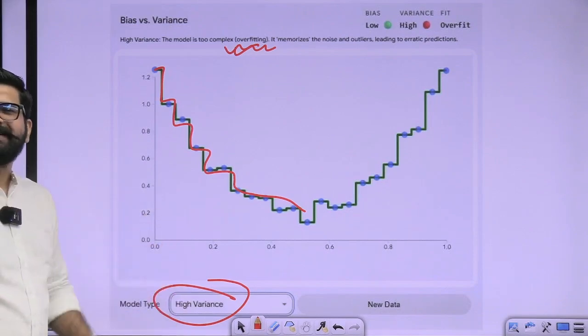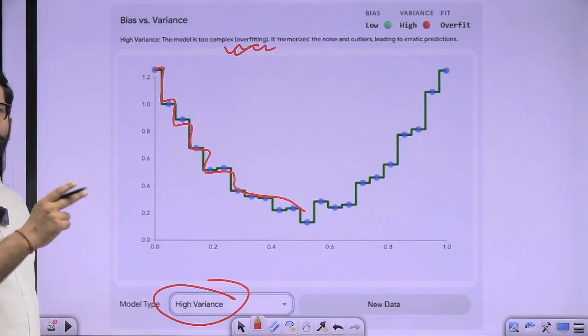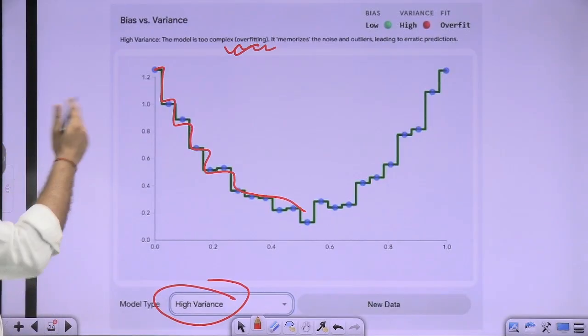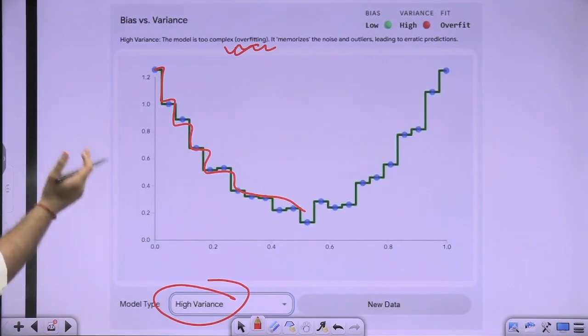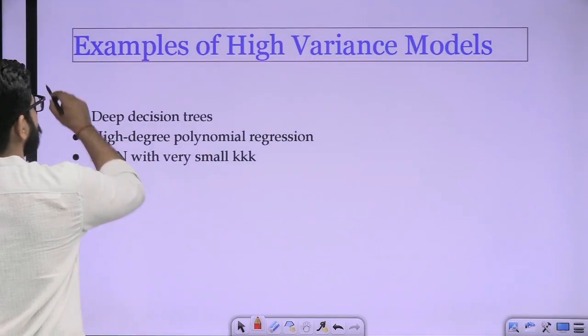You cannot make an equation of this particular graph, because it is neither quadratic nor linear. It is some other, more complex equation that you would need to make. Why? Because it memorizes noise and the outliers which are present, and error predictions will be there.